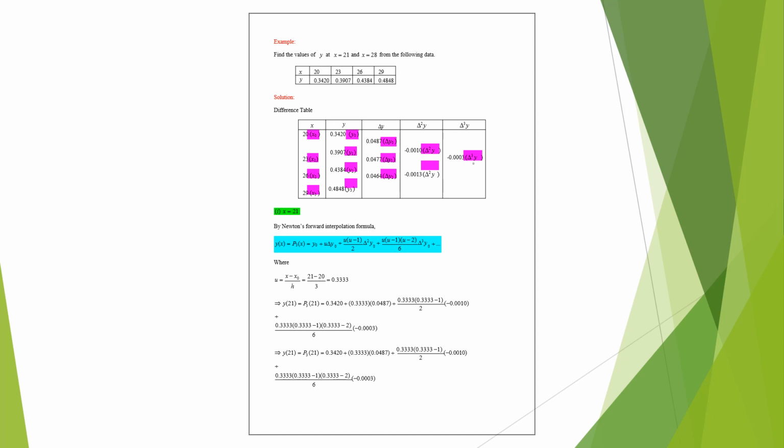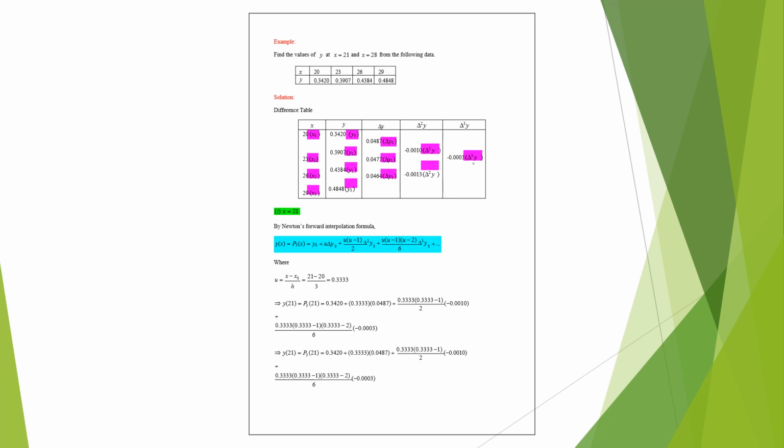So here the value of y naught is 0.3420, and this is the value of y1, this is the value of y2 and this is the value of y3. So these are the given values of y.